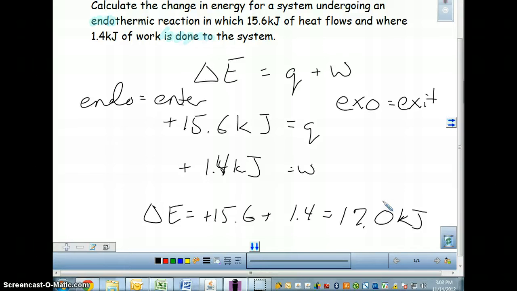If it were exothermic, so exo, we would have a negative value for our heat. If we said that the system does work, then that energy for the work is going to be negative. Again, this is example 6.1 off of page 246.